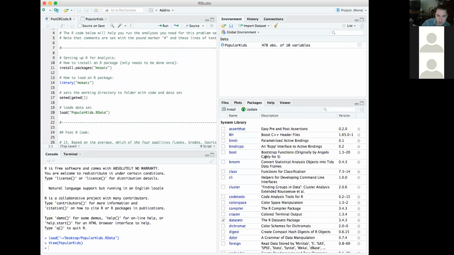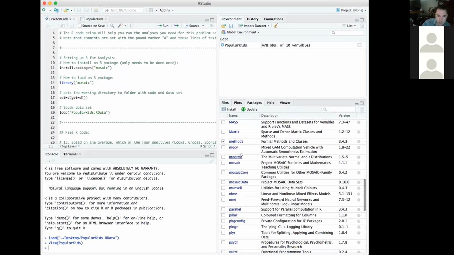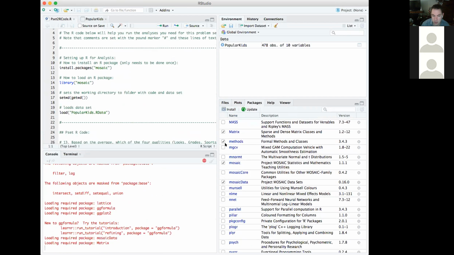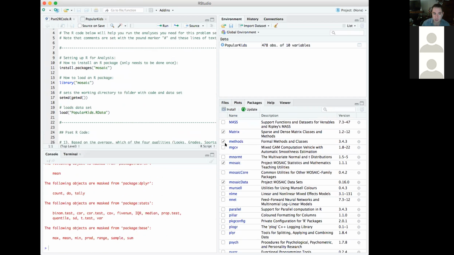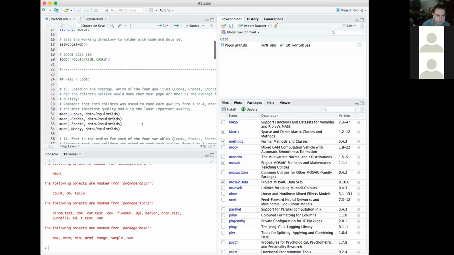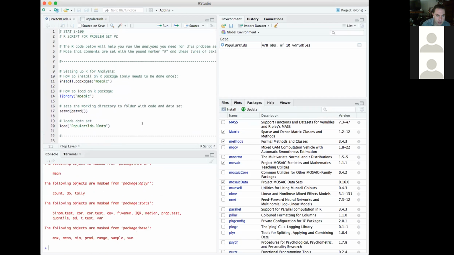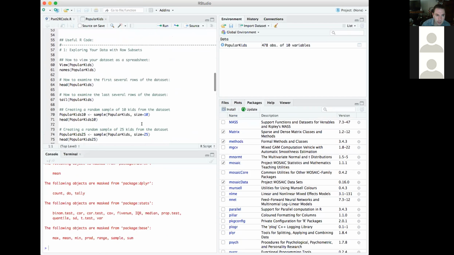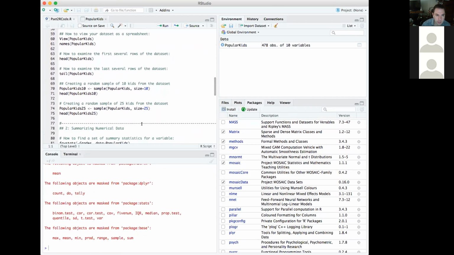And remember, you're always going to want to make sure that your Mosaic package is checked off when you're working with R. So you just check off the Mosaic package here, and that will load up the Mosaic data set. And then once you've done that, you can just go through the R codes, which we give you here.